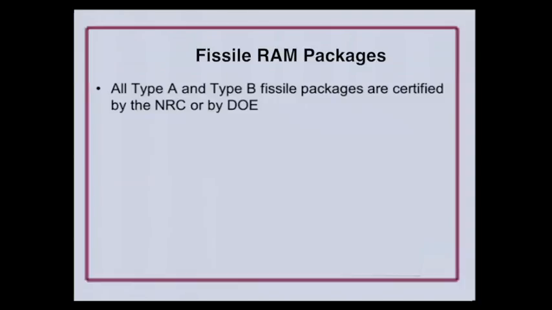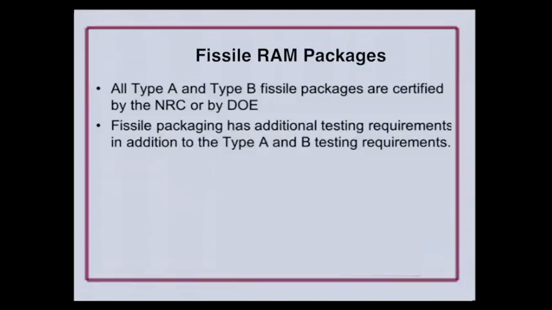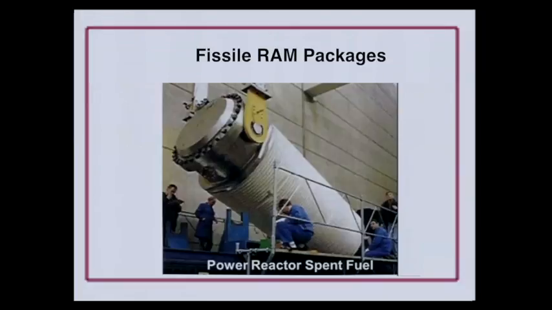But all Type A and B are certified by the NRC or by the DOE. There are additional testing requirements in addition to the A and B requirements that will be specified in different parts of the regs. I didn't put those up there because there are a lot of them. Really what you just need to know is that there is additional testing that's required in the regs.